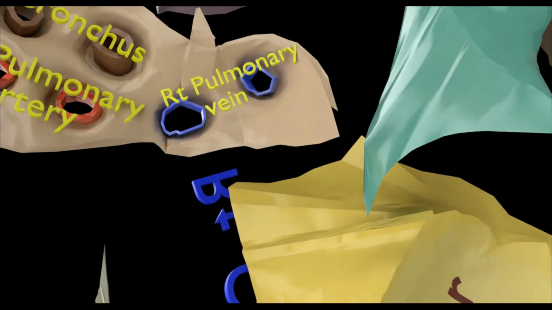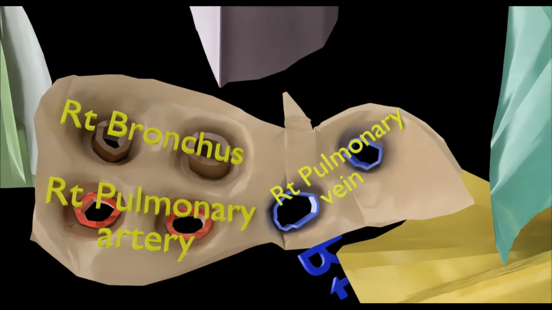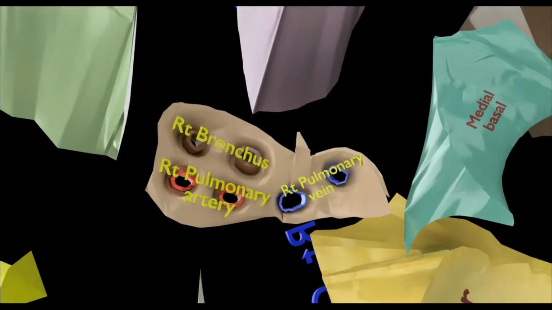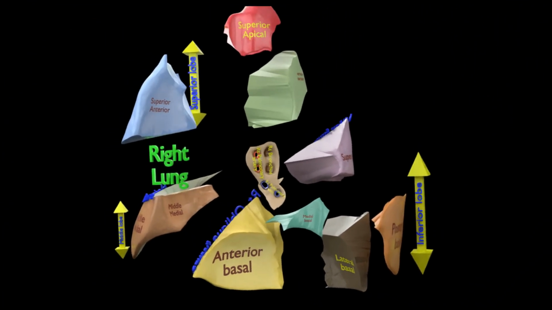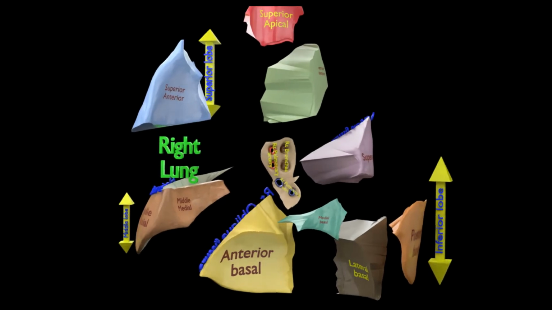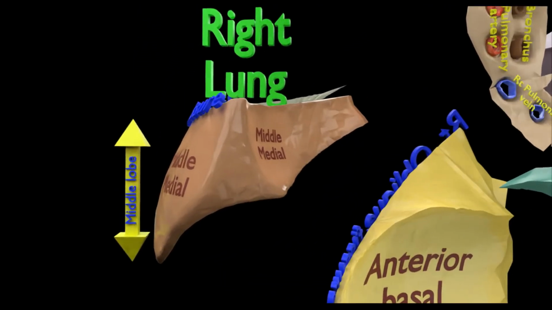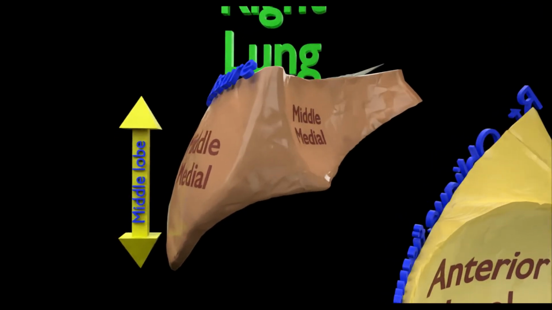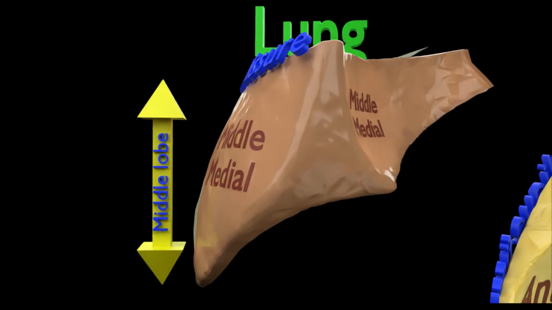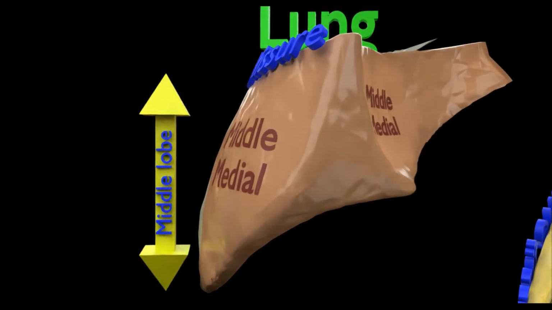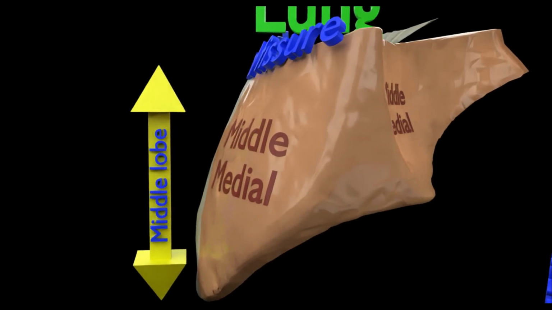Now you are able to see the hilum of the right lung with the structures as mentioned previously, that is the bronchus, the pulmonary artery and pulmonary veins. Coming now to the middle lobe of the right lung, which lies between the horizontal fissure superiorly and the antero-inferior part of the oblique fissure inferiorly. It is subdivided into lateral, that is S4, and medial, that is S5, bronchopulmonary segments.